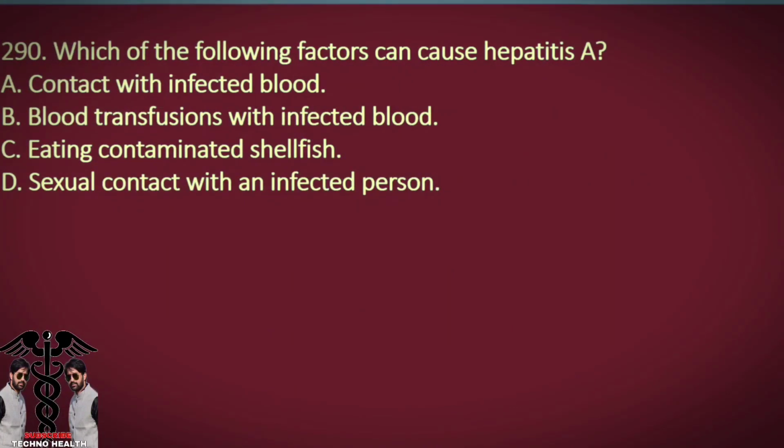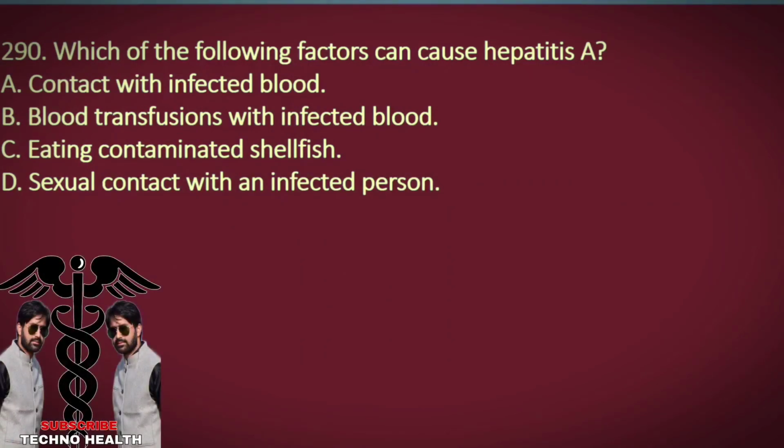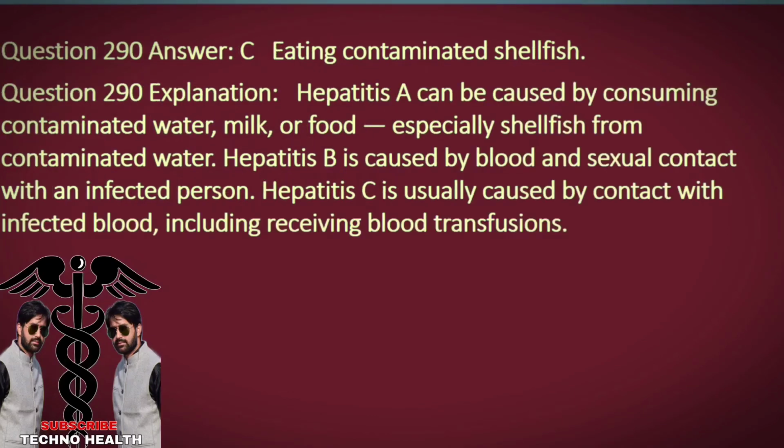Question 290. Which of the following factors can cause hepatitis A? A. Contact with infected blood. B. Blood transfusions with infected blood. C. Eating contaminated shellfish. D. Sexual contact with an infected person. Question 290. Answer: C. Eating contaminated shellfish.